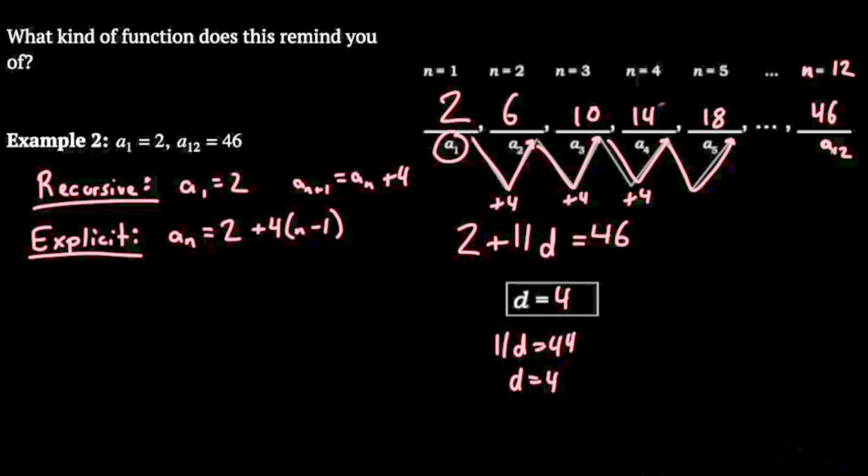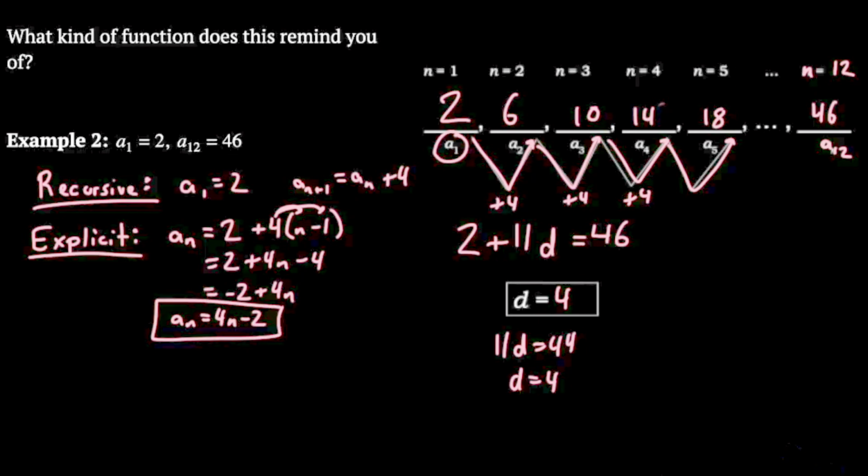But then let's just simplify that. So if I distribute the 4 in, that would give me 2 plus 4n minus 4. And then I can put the 2 and the minus 4 together. That gives me negative 2 plus 4n. And then one last step, I'm just going to rearrange it. So a sub n equals 4n minus 2. And there's your explicit rule, simplified completely.